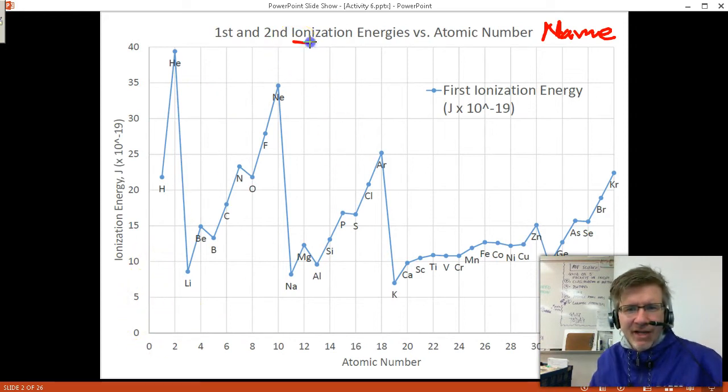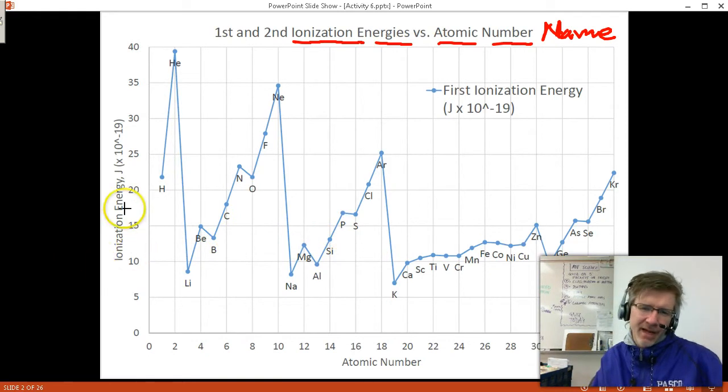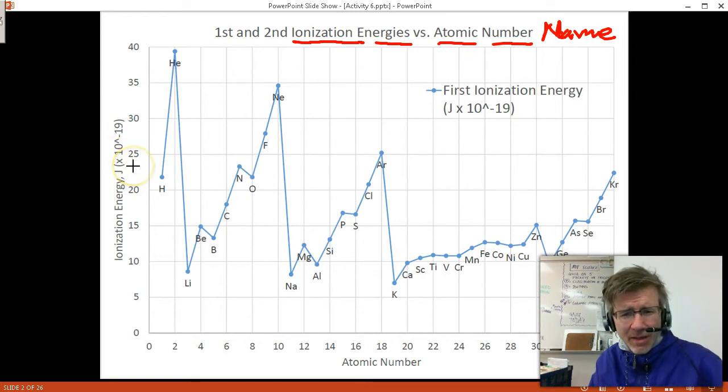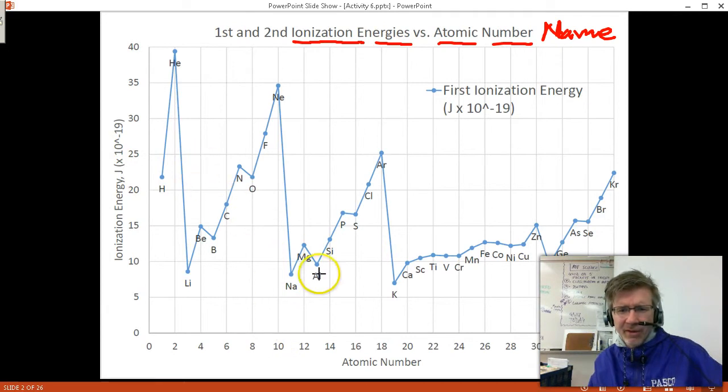Ionization energies. Can you say that? Ionization energies versus atomic number. So what I've got is atomic number. There's no atomic number 0. You've got 1, 2, 3 through 36: hydrogen, helium, lithium, beryllium, boron, and so on. On the vertical axis, you've got the ionization energy in joules, times 10 to the minus 19, a very small number. And along the bottom, you've got atomic number, of course, and we're going to talk about this graph.